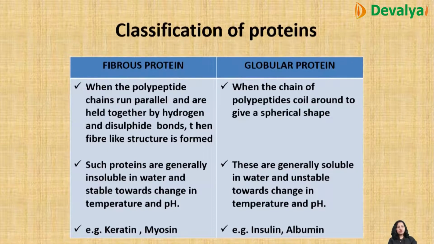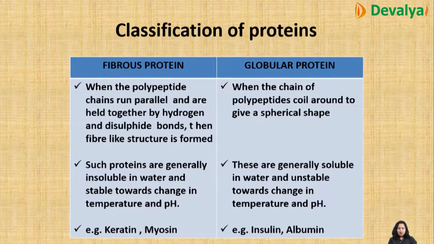Now the classification of the protein. They are mainly classified into two types, fibrous and globular. Fibrous: when the polypeptide chains run parallel and are held together by hydrogen bonds and disulfide bonds, then the fiber-like structure which is formed is called fibrous protein, straight chain. But when you coil it, like the hair, if you coil it, it gives a spiral coil-like structure, that spherical shape is called globular protein.